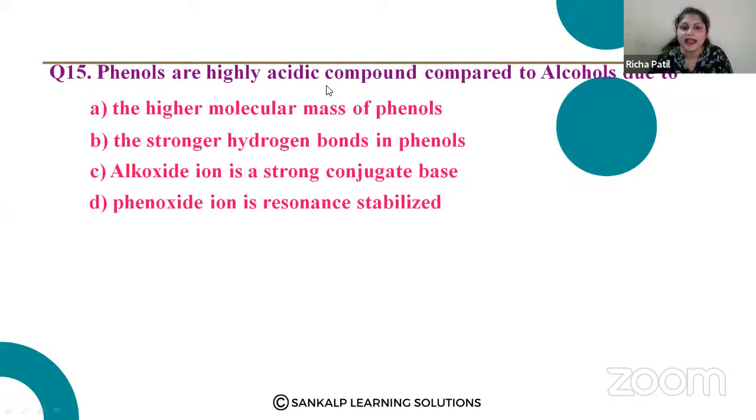So phenols are highly acidic compounds compared to alcohols. Why are phenols highly acidic compounds than alcohols? Because what is present in phenol? Yes, phenoxide ion is present. Right, correct. So phenoxide ion is present, and phenoxide ion is resonance stabilized. So the correct answer is D. Okay, D is the correct answer.